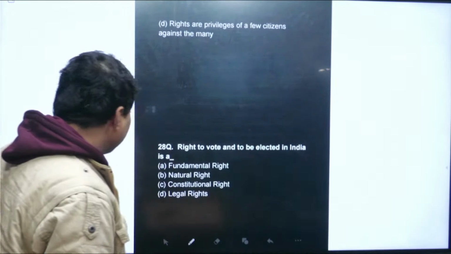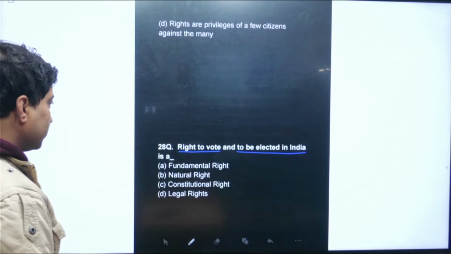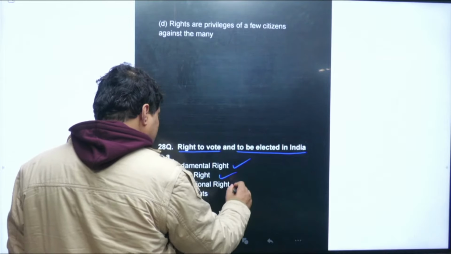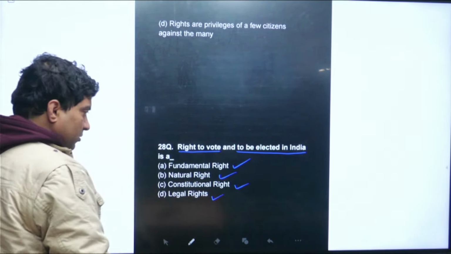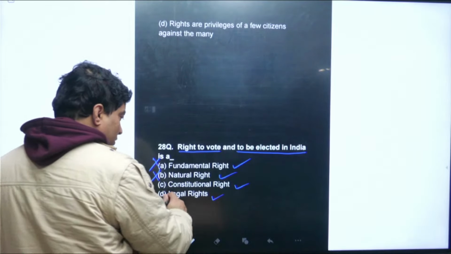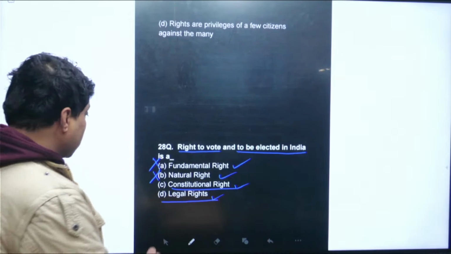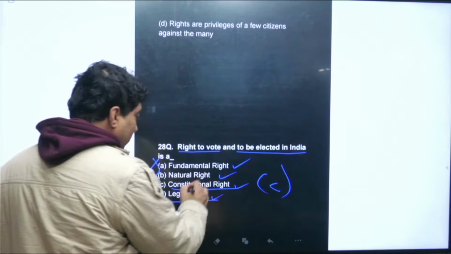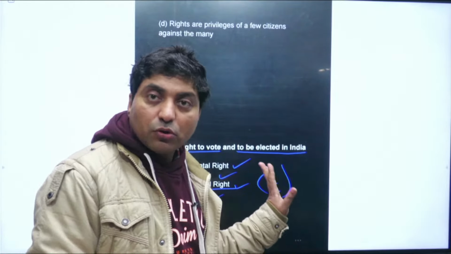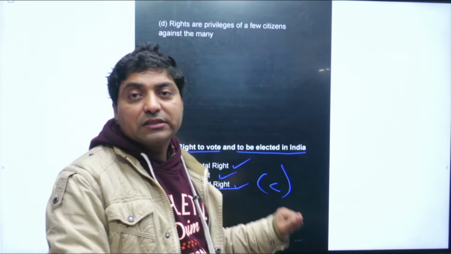Here we can find out, yeah, right to vote or right to be elected in India is a fundamental right, natural right, constitutional right or legal right. What is that? Is it fundamental right? No. Is it natural right? No. Right. Then is it constitutional right or legal right? Let me tell you this, both, but you have to click C, because where legal and constitutional is there, both options are correct, right? You have to put C, because the Constitution talks about that no person shall be discriminated against for enrolling in the electoral roll.